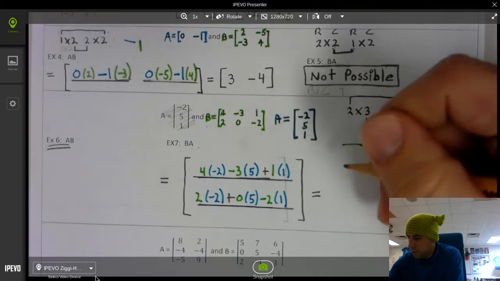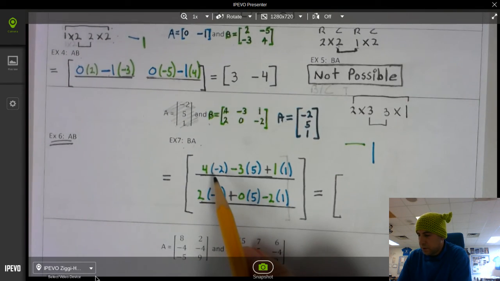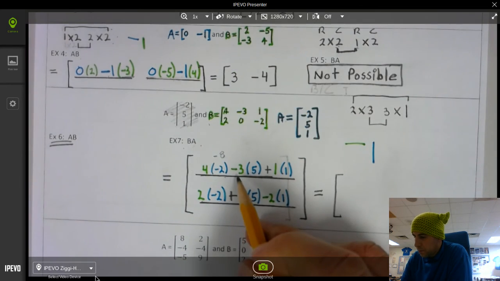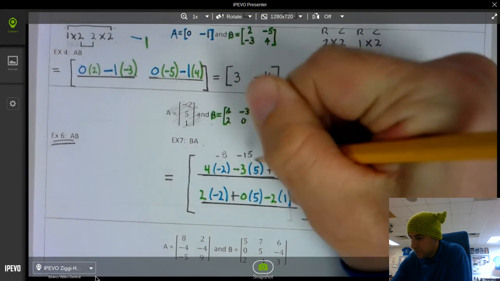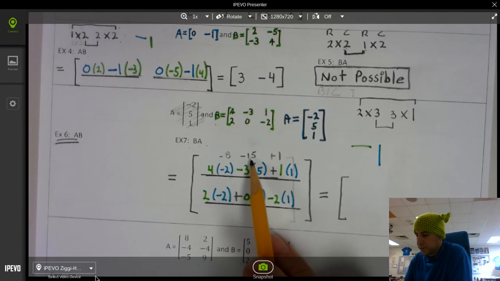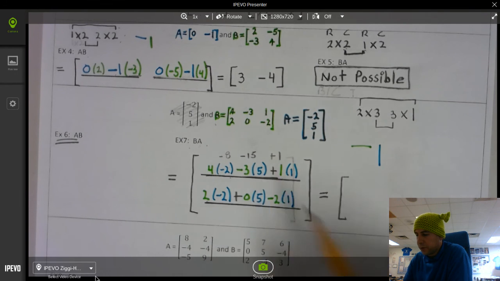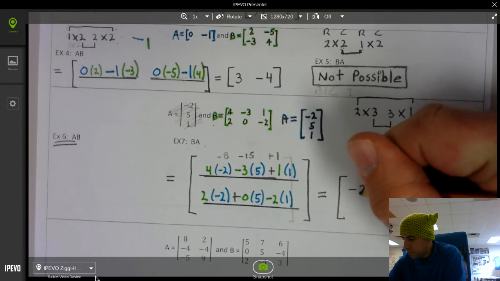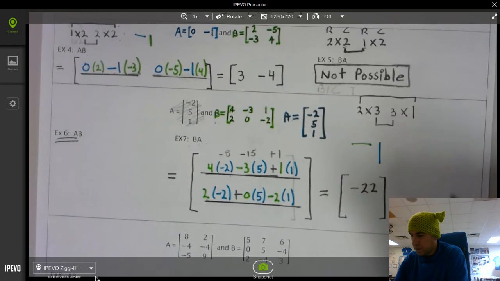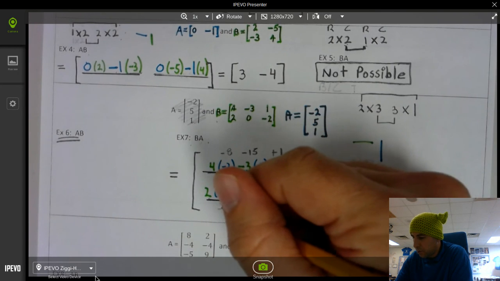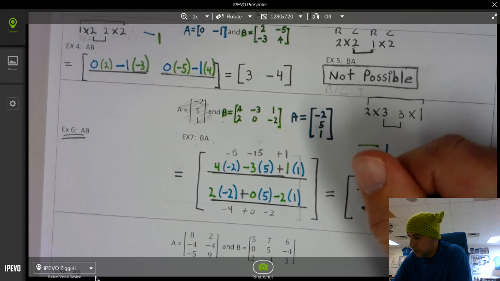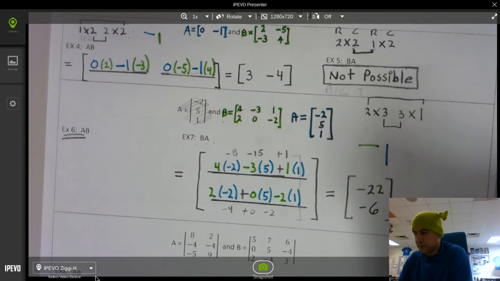All right, so we have 4 times negative 2 is a negative 8, minus 15 plus 1. So negative 8 minus 15 is a negative 23, plus 1 is a negative 22. And then 2 times negative 2 is a negative 4, plus 0 minus 2, so that's a negative 6.